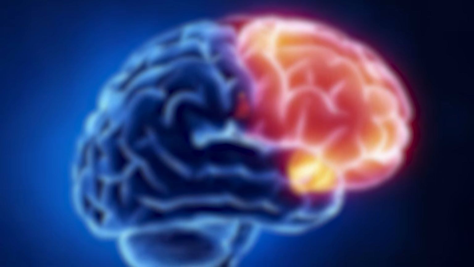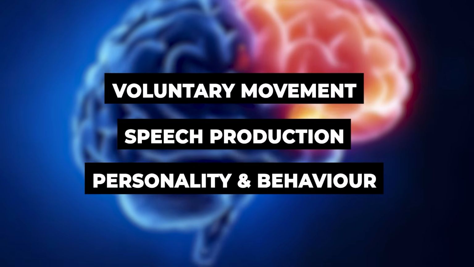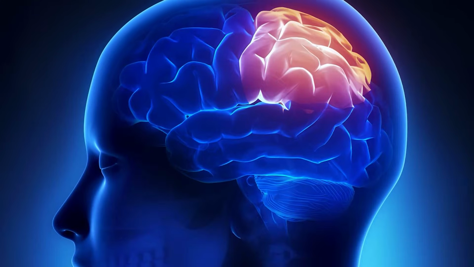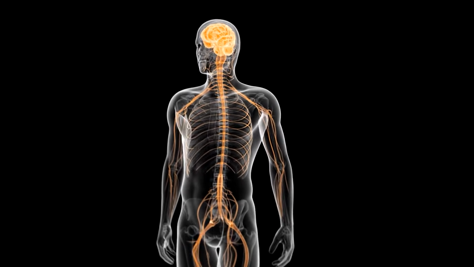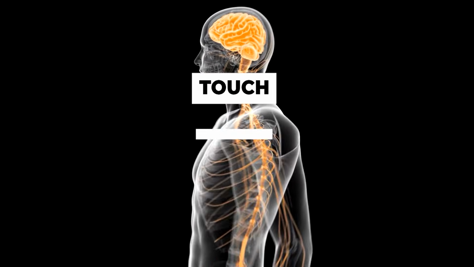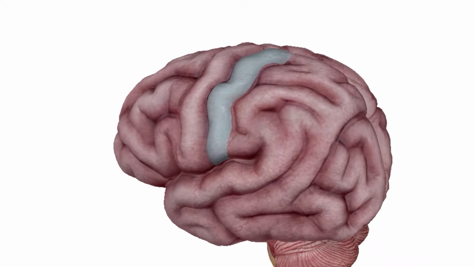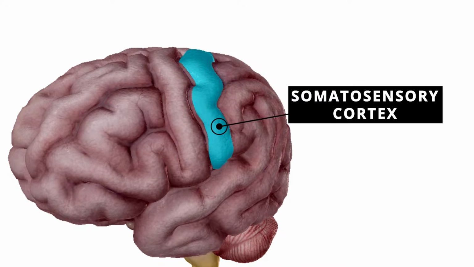It also oversees voluntary movement, speech production, and aspects of personality and behavior. Parietal lobe. Positioned behind the frontal lobe and above the temporal lobe, it processes sensory information from the body such as touch, taste, and spatial positioning. The somatosensory cortex, which maps tactile information from the body, is located in this lobe.